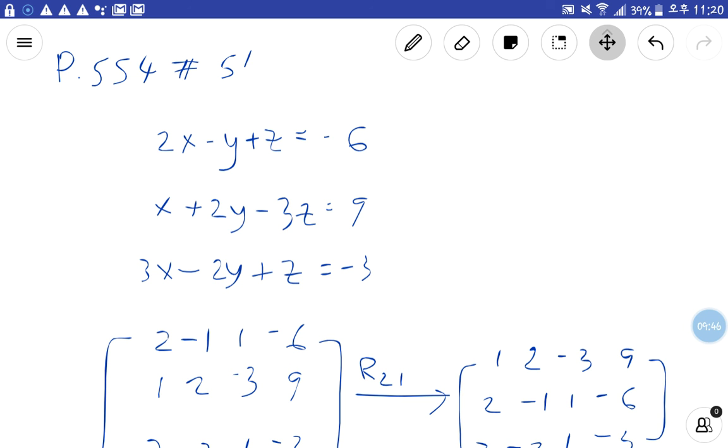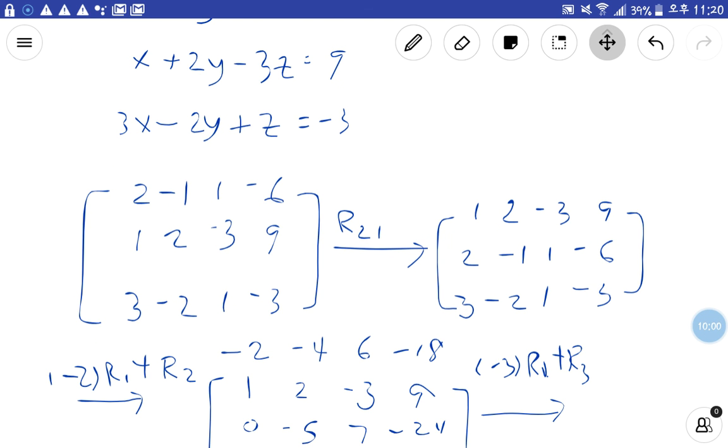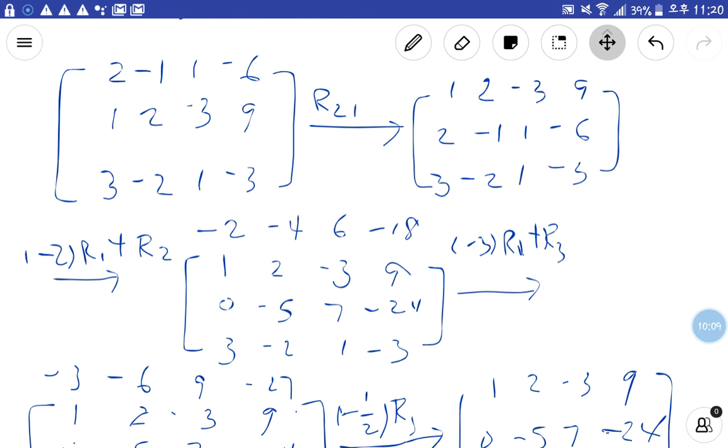So as we talked about this, I'm going to find my augmented matrix first, and then apply the basic operations to make my matrix have a 1 0 0, 0 1 0, 0 0 1. So first I'm going to switch second row and first row so that my 1 goes to the first row, which is 1 2 negative 3 9, 2 negative 1 1 negative 6, 3 negative 2 1 negative 3.